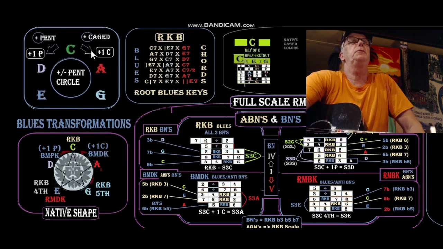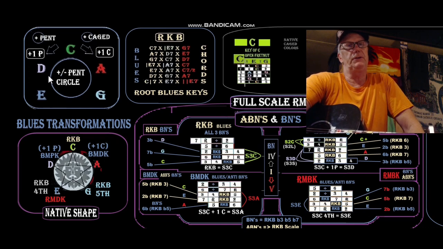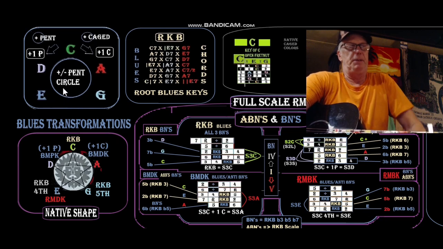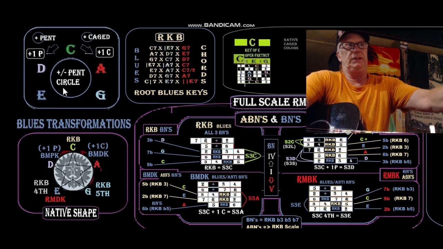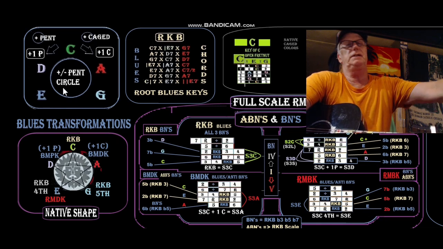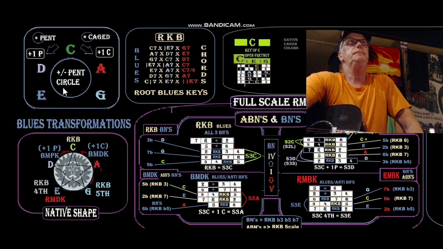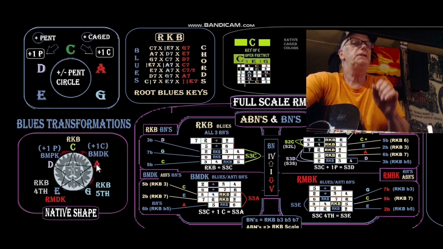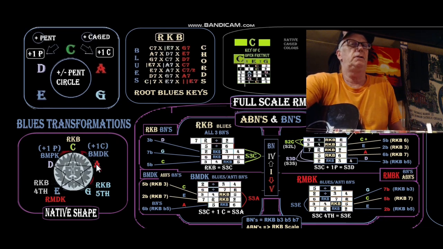Okay, so I really wasn't that far away. So when we go to the A shape, we're going +1 C here. That's +1 CAGED. It's the plus or minus pent circle: plus pent, C, D, E, G, A; minus pent, C, A, G, E, D. So here's the circle. So when we go from the C shape to the A shape, we're going to be in the same cage now.